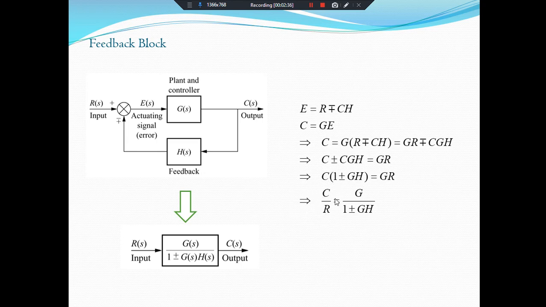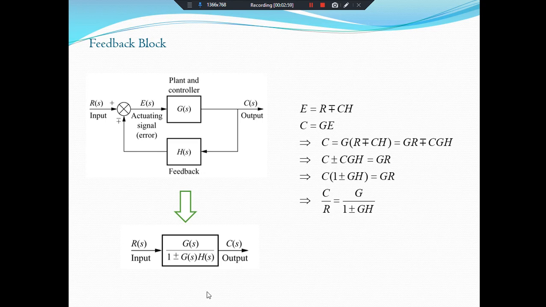The transfer function is between the output and the input of the signal, meaning C of S over R of S, and that will be equal to G of S over 1 plus minus G of S into H of S. So we have studied how we can reduce a complicated system by using the block diagram technique.